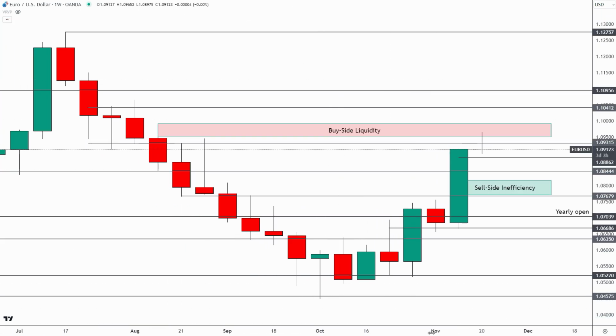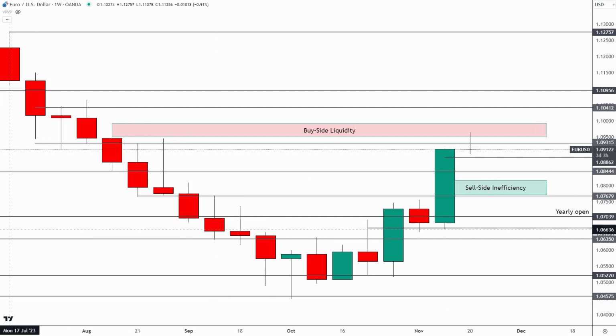Okay, so obviously we have a big green candle. We talk about this a lot, right? A big green candle like this tends to get at least partially filled. Well, so far this week, we have not seen much of a fill at all. Okay, so that alone leads me to believe that we could get a pullback here from the Euro, potentially down here toward 108.44, maybe the sell side inefficiency down here below 108.